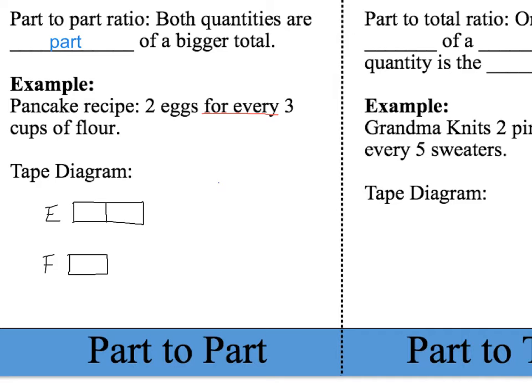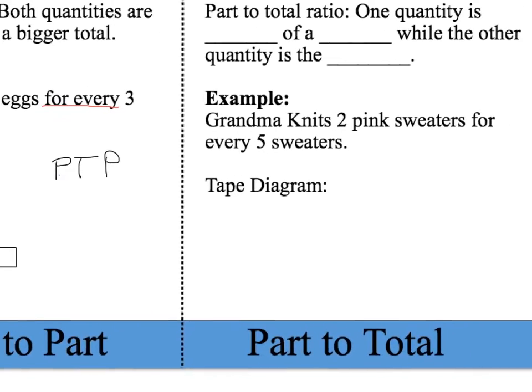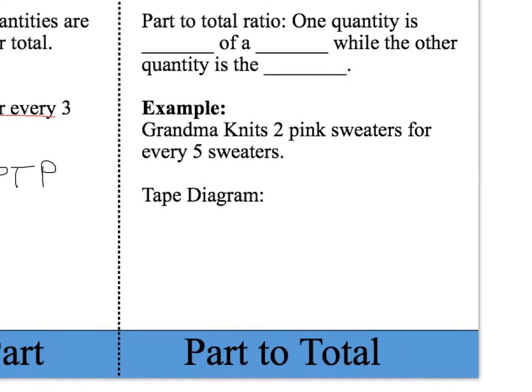So for flour, I need 3 cups of flour. So there's 1 cup of flour here. Here's the second cup of flour. And notice that the boxes are trying to be equal. Here's the third cup of flour. So this is a tape diagram for a part-to-part ratio. You've got 2 separate boxes, one on top, one on bottom. So let's go ahead and discuss what a part-to-total ratio looks like now.